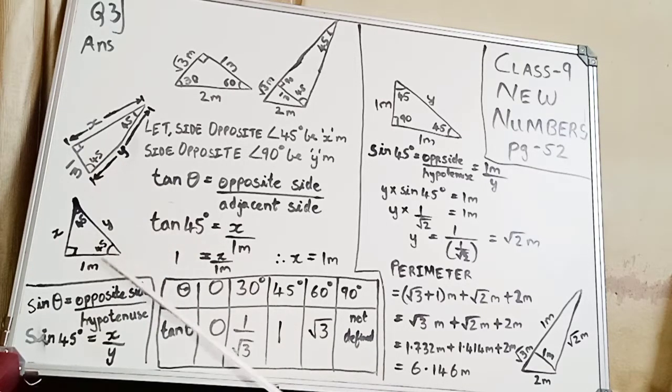I have tilted the diagram. You can see this 90 degree is over here, and 145 degree, this 45 degree, and this 45 degree is marked over here. So this diagram has been tilted over here, and this X is over here opposite to the 45 degree angle, and opposite to the 90 degree angle there is Y. This same diagram is tilted over here.